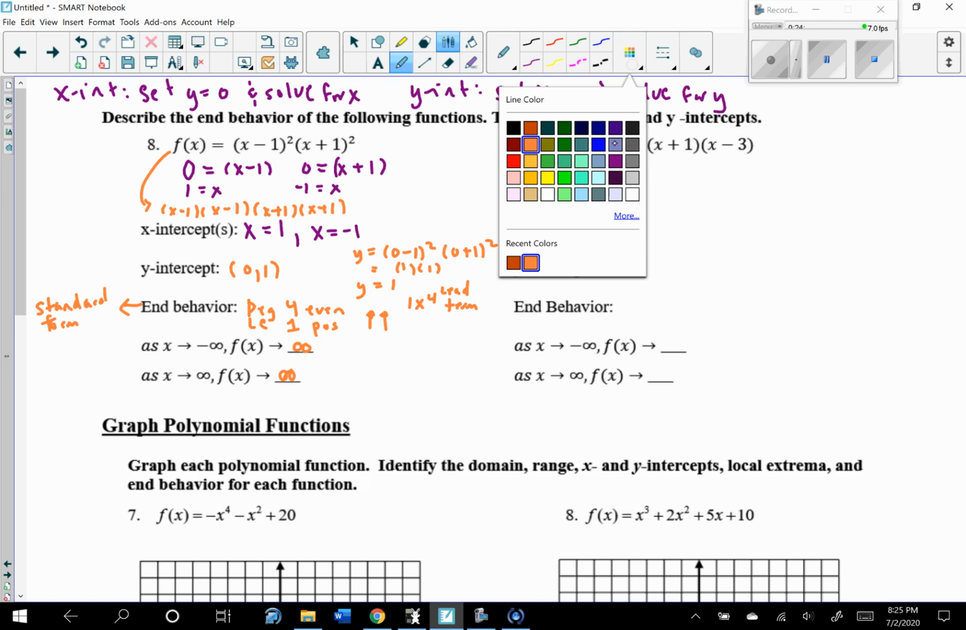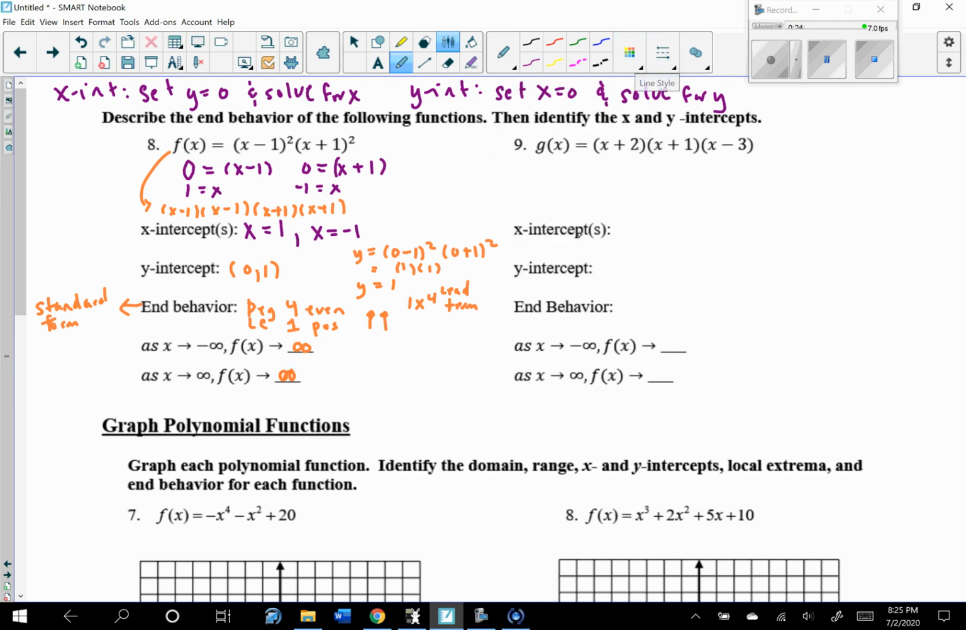So let's go ahead and do the x-intercepts over here. Set each factor equal to 0 and solve. So here we get x equals -2, x equals subtract the 1, -1, and x equals add the 3, so +3. So x equals -1, x equals -2, and x equals 3.